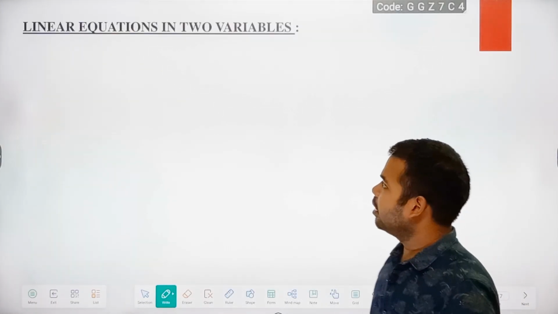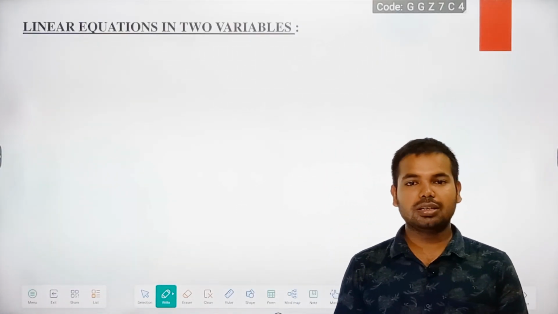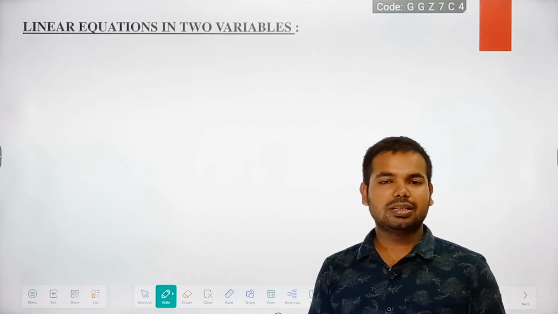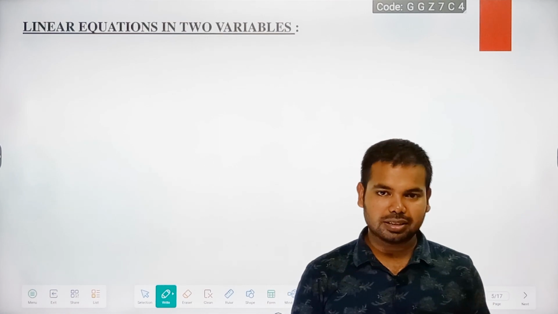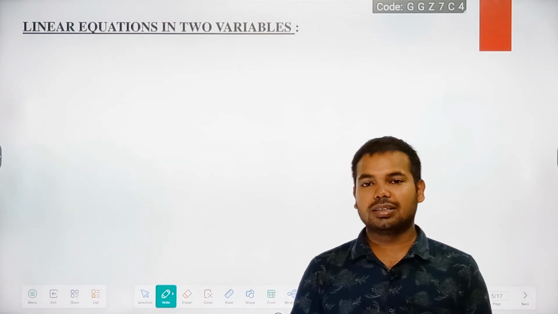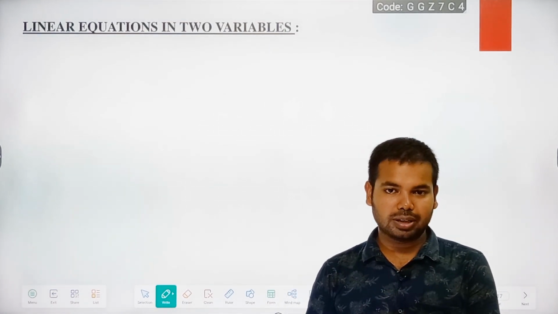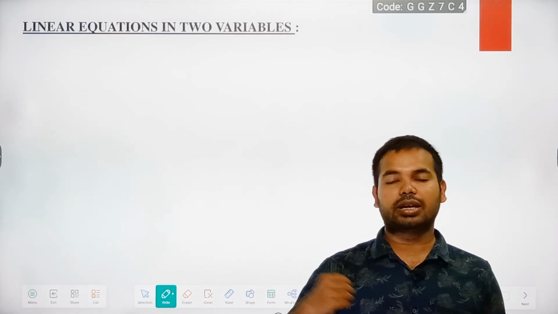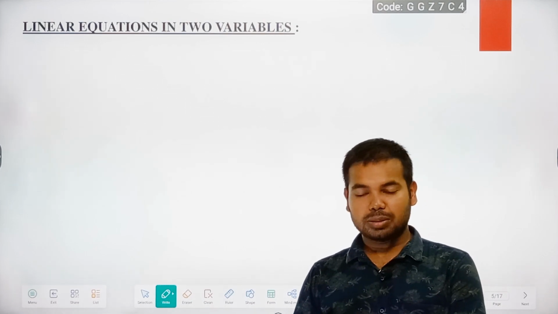Okay, let's see. Now, linear equation in two variables. There must be two variables, right? Variables are used where there is some uncertainty or something undetermined, and then we assume some variable. Suppose somebody's age is not known, but there is a comparison to the age. We need to do something with the age.